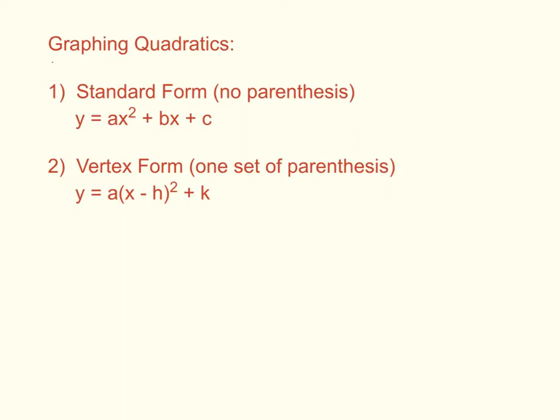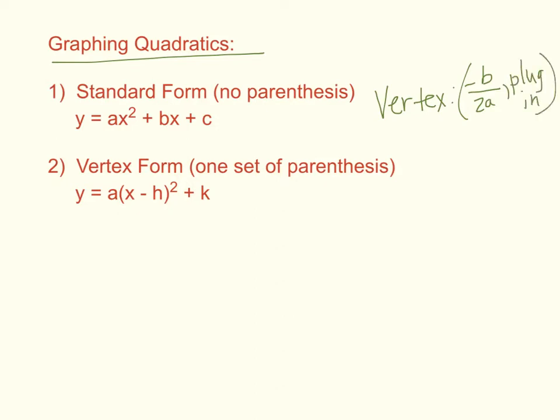So the first way is called standard form, and with standard form there's no parentheses. It's actually just ax squared plus bx plus c. The way you find the vertex from standard form is you take negative b over 2a, and then for the y, you just plug that in. And that's how you find the vertex of that parabola.